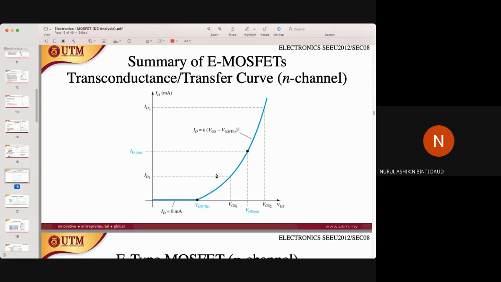Okay, usually dekat sini you can draw the load line. So from that load line, there is going to be an intersection dekat sini. There is going to be a cross section between the load line and this transfer curve. So that cross is going to represent a Q point. Okay, so we're going to look at it later on.